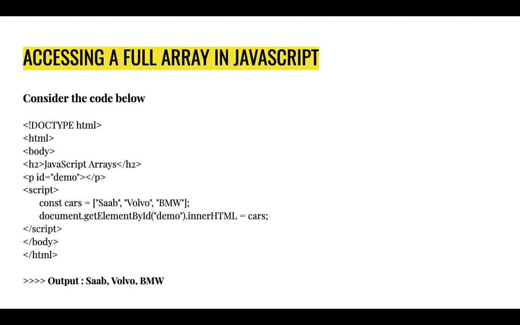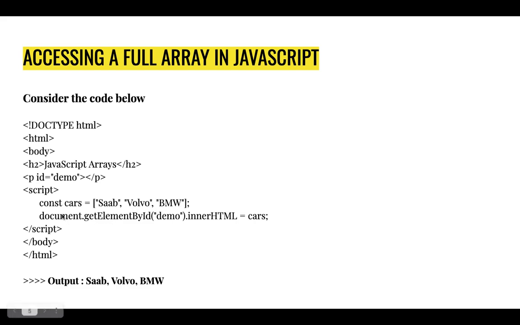Accessing a full array in JavaScript. Consider the code below. So we have an HTML document. Our document has an H2 for heading, and then we have a paragraph which doesn't have any contents. So let's focus on the script. Inside the script, we declared an array variable. We called it cars, which is the same thing. It has the same value as what we had in the previous example.